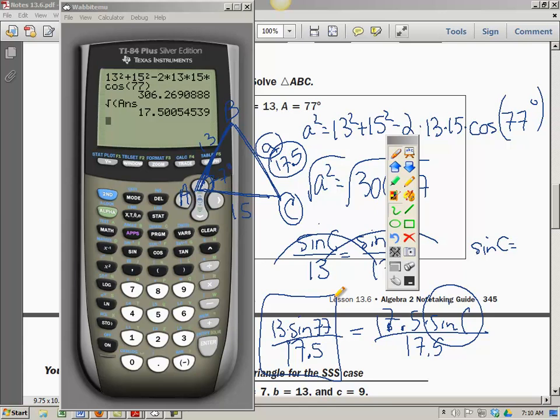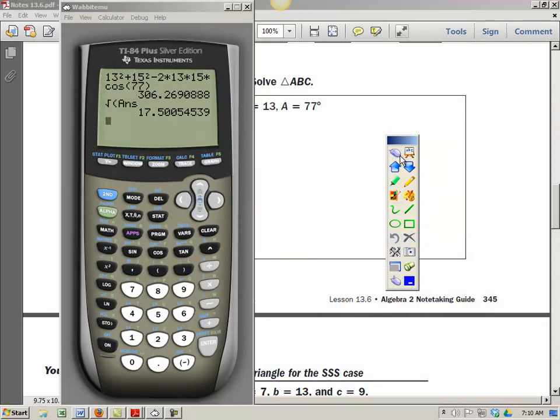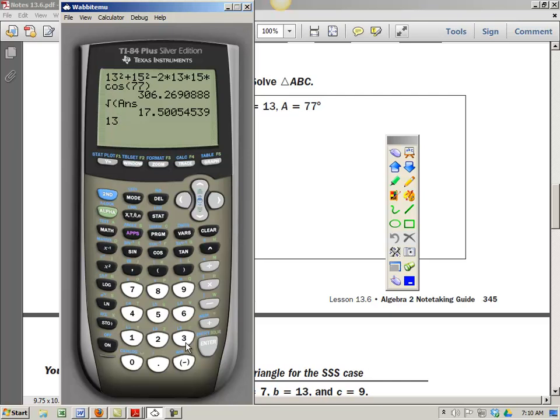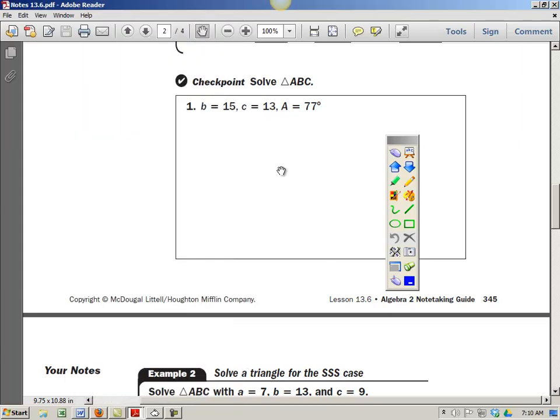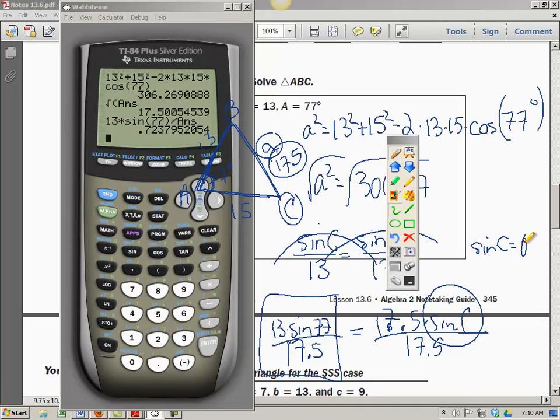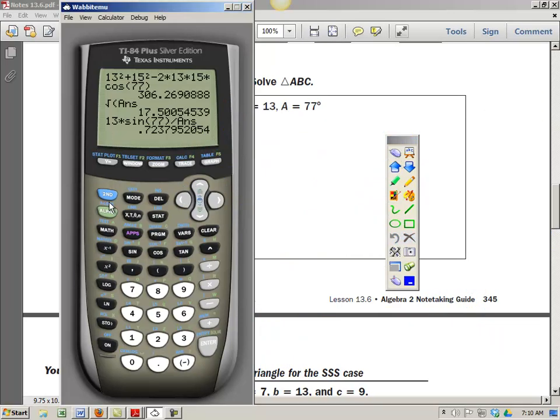So let's find out what the sine of C is first. Again, I can't leave the pen up there while I use the calculator. Sorry about that. All right, and so I want 13 times the sine of 77, and then I'm going to divide that by my 17.5. And I'm just going to hit second answer to bring back my previous answer. And I get 0.7237. Let's slide over here. And so the sine of C equals 0.72, we'll call it for right now. Now we're going to take the inverse sine of that to find angle C. And if you hit second answer, it brings back that previous answer. And I find out that's about a 46.4 degree angle.